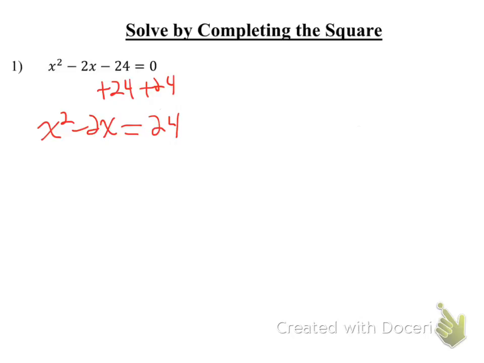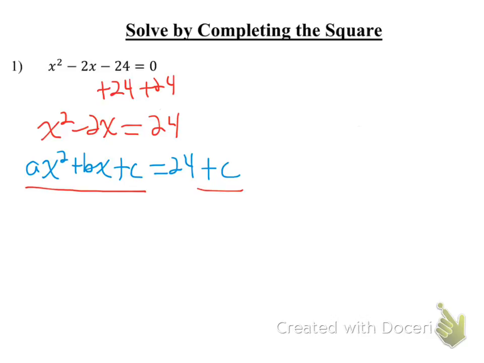So we're going to make this side, we're going to add to it to make it something that we can factor. So we need to add another number here. And in order to do that, if we do this correctly, we can make this into this form where we add, let's just say c right now, to each side. Now the idea is to be able to factor this into x plus some number squared, and then we'll take the square root of each side.